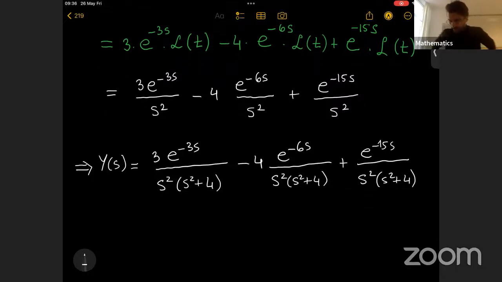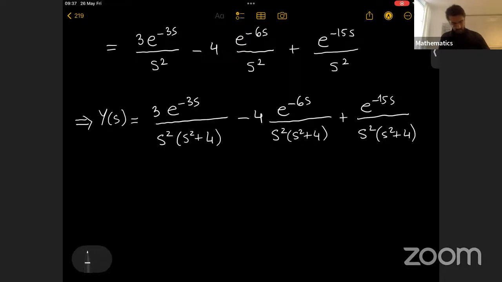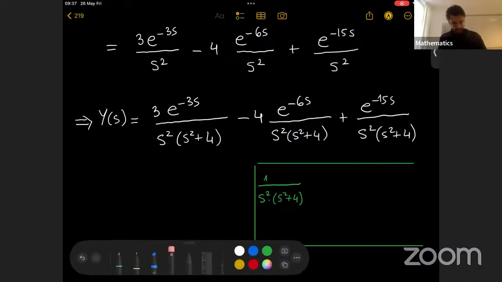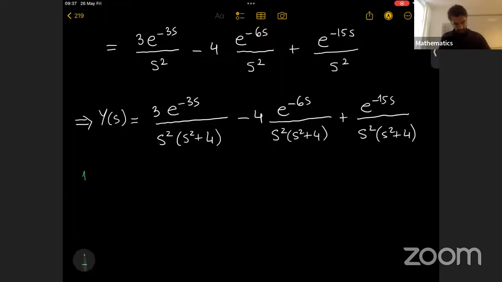Now we will apply the inverse Laplace transform. To do that, we need partial fractions. So what I would do is, first, let's deal with 1 over s squared times s squared plus 4. Maybe let's do this on the side. Again, you can check this partial fraction yourself. 1 over s squared times s squared plus 4.